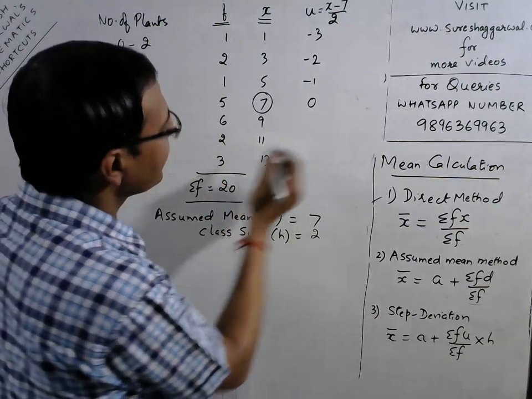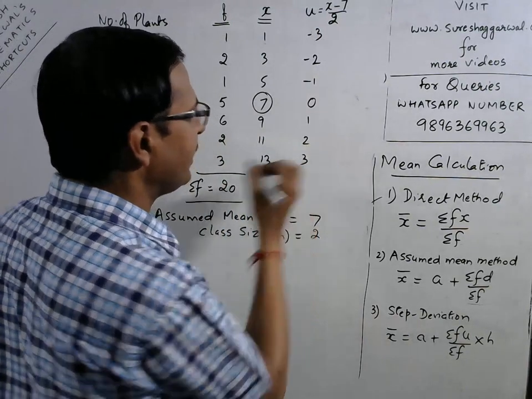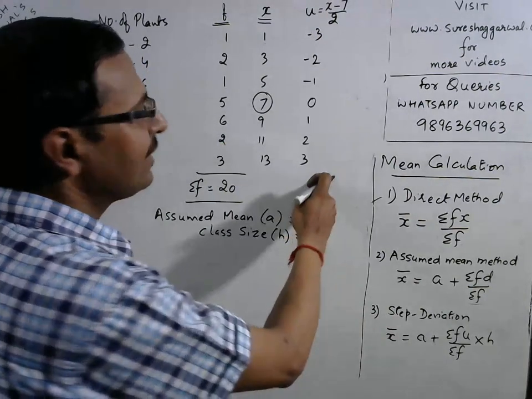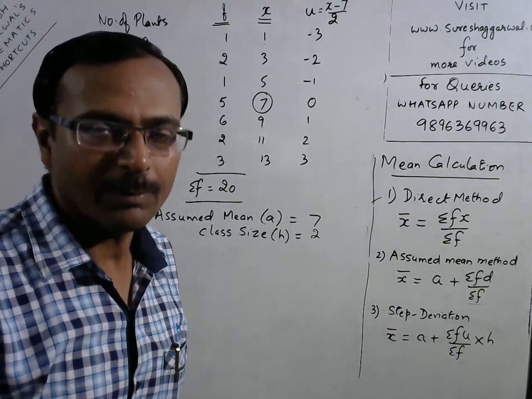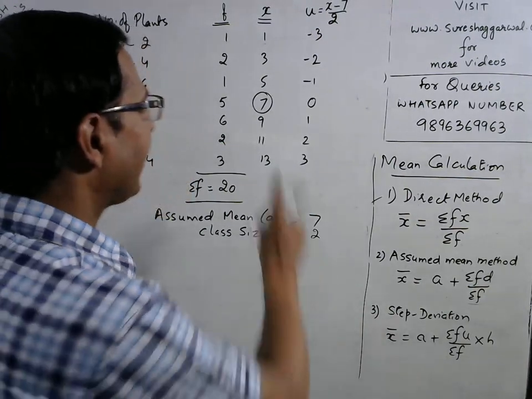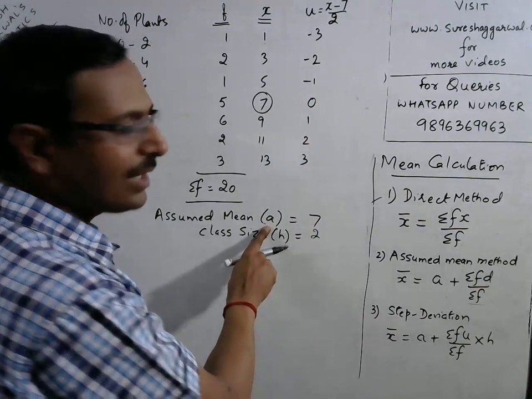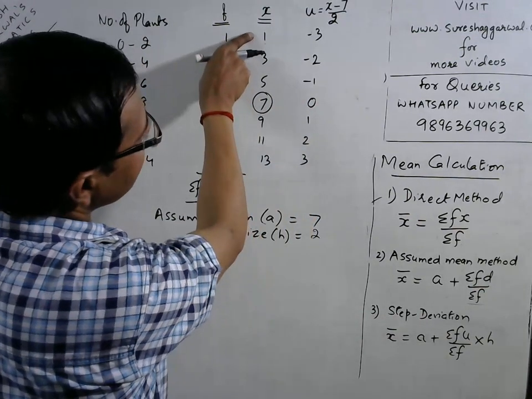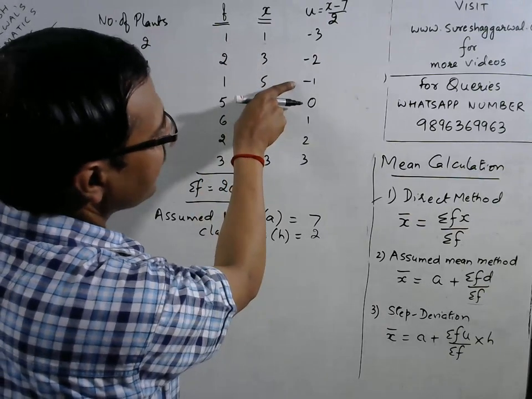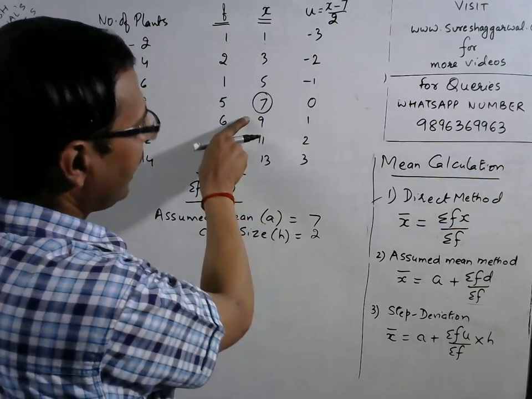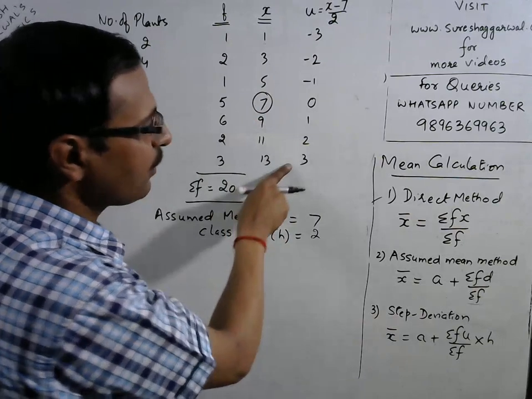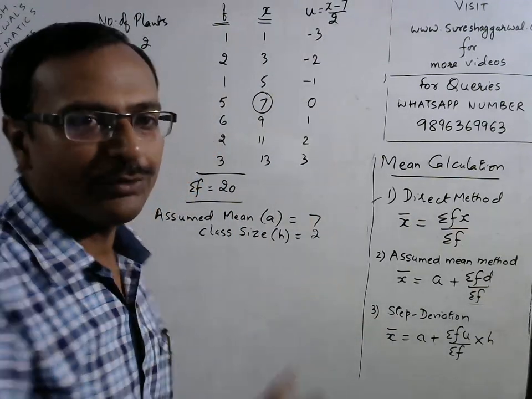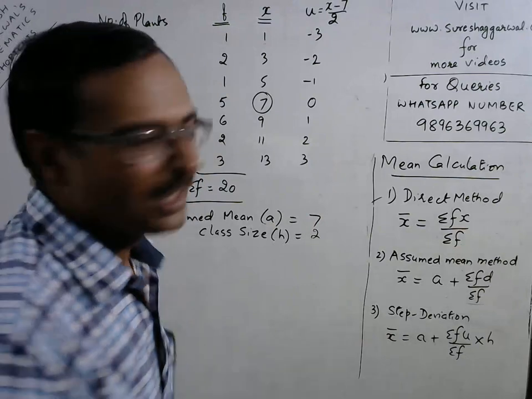And the values are increasing here, so write 1, 2, 3. So without any calculation, you can very easily calculate the column of u. Write 0 in front of the assumed mean, and then wherever x decreases, just write negative integers, and wherever x increases, just write positive integers. So even if you calculate, the column of u will be the same.